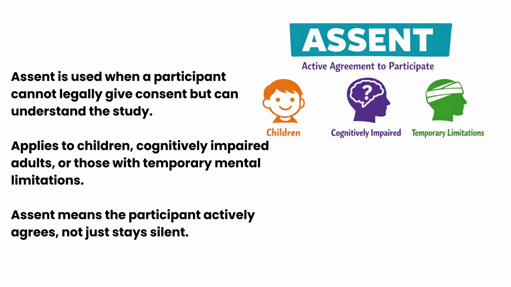Assent, on the other hand, is used when a participant cannot legally give consent but can still understand what is happening. This usually applies to children, cognitively impaired adults, or those with temporary mental limitations. Assent means the child actively agrees, not just stays quiet.